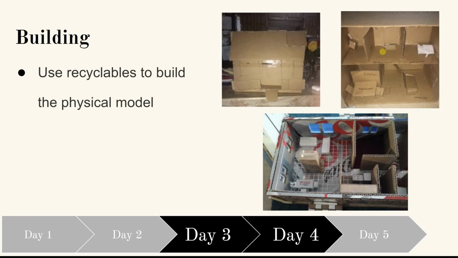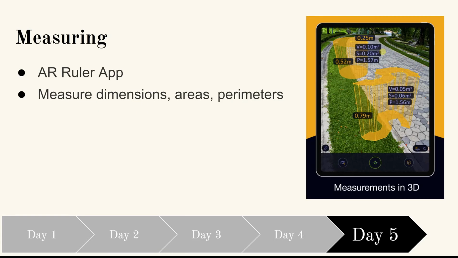The next 2 days, day 3 and day 4, will be about building a physical model using the recyclables. Allow students to be as creative as possible. On the final day, students would have completed their tiny house. They will use the AR Ruler app to measure dimensions, areas, perimeters, and volumes of their physical models.